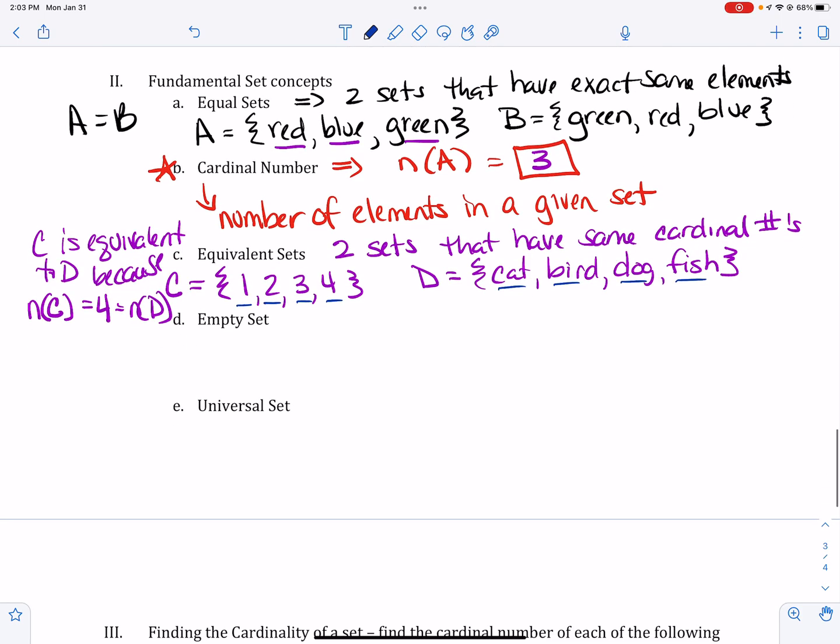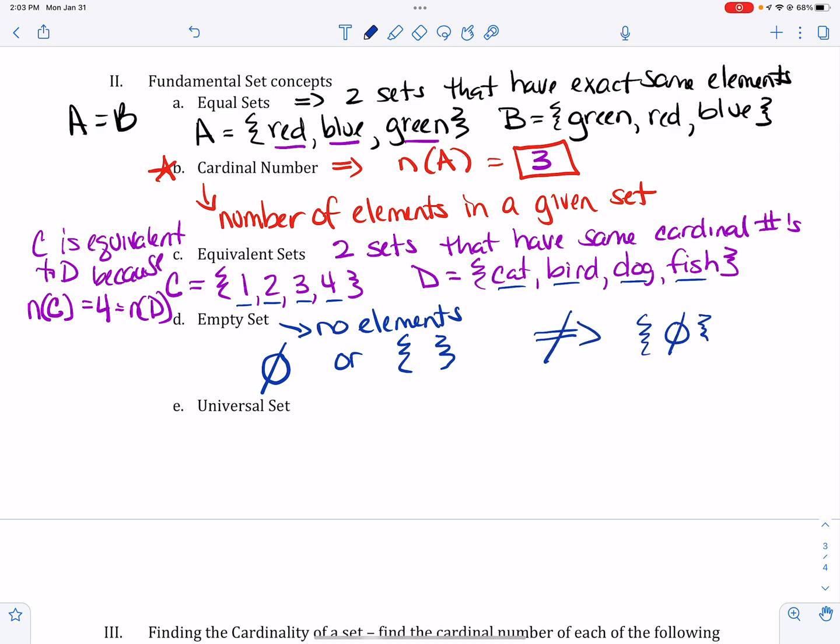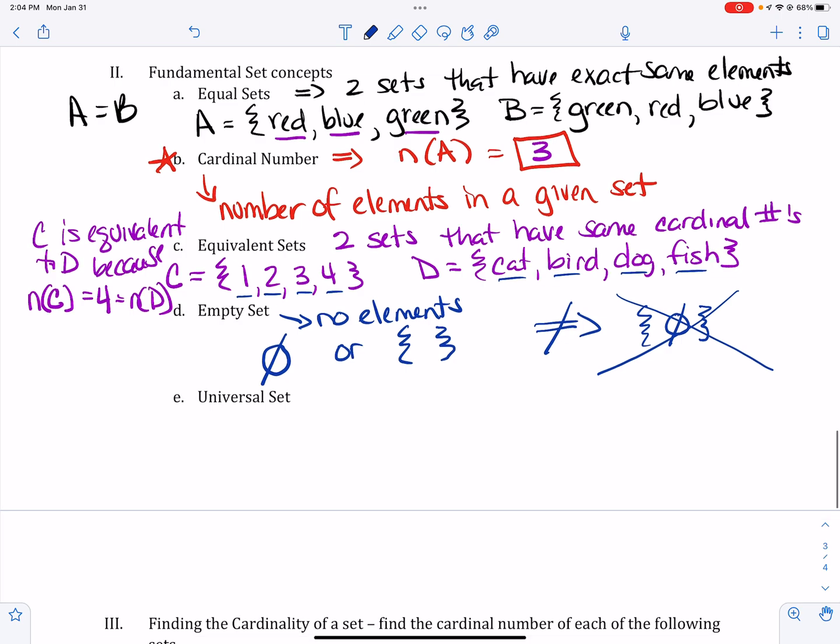And then the last one is the empty set, and the empty set sounds just like what it is. There are no elements. And it is written either with a big circle with a slash through it or 2 empty braces. It is not written like this, and I see a lot of students do that. Technically, there's something in the set, and it's that empty sign. And so we can't have that inside braces, okay? So we don't do this. It's either one or the other.